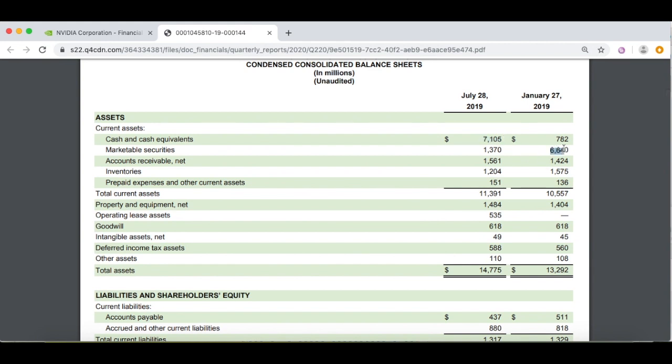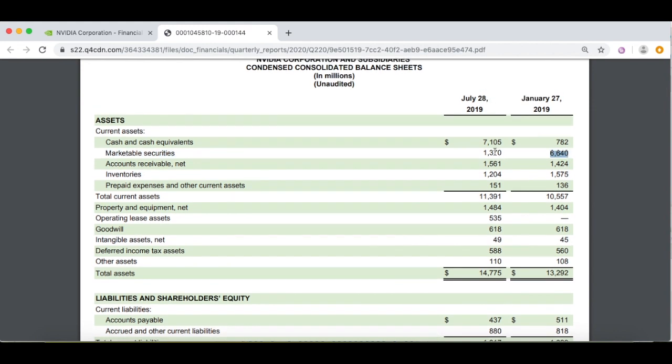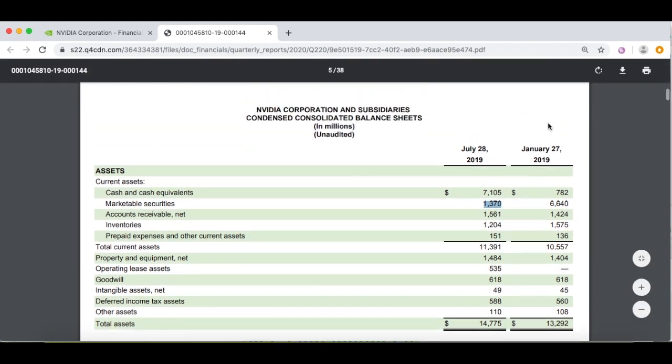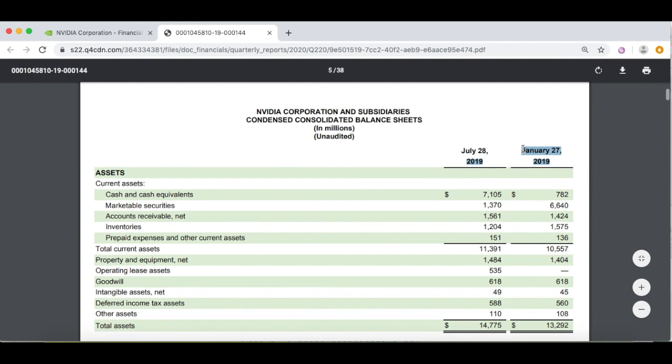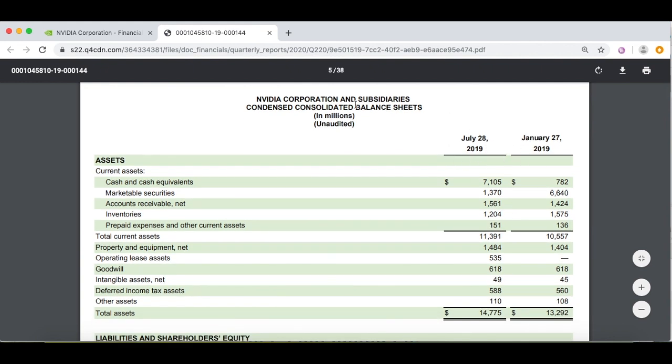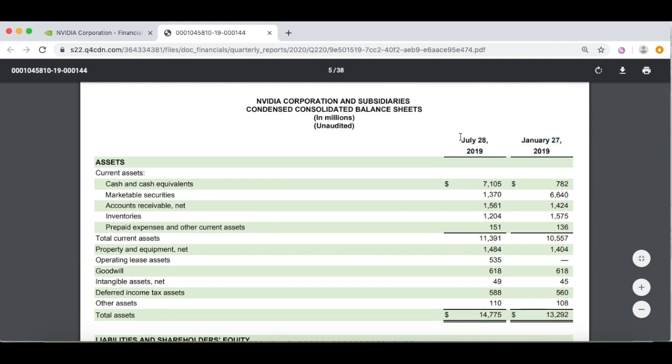Well, look at here, guys. Look at marketable securities. This is typically treasuries and government debt and things like that. It went from 6.6 billion down to 1.3. Another thing you want to keep in mind is we're dealing with a different time frame here. We've got January to July, so it's giving us a 6-month view. We're not looking at a 3-month view on this balance sheet. We're looking at a complete year-to-date view in terms of Nvidia's time frame.